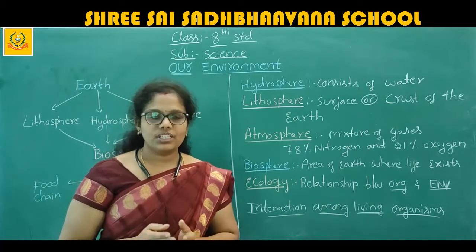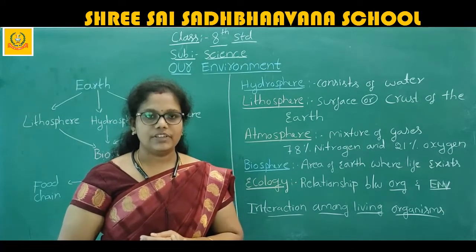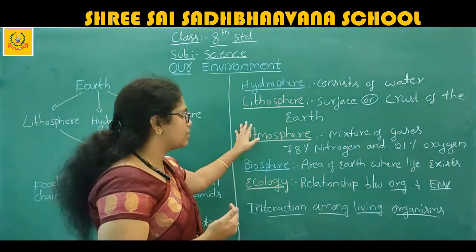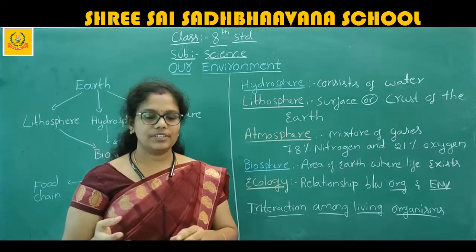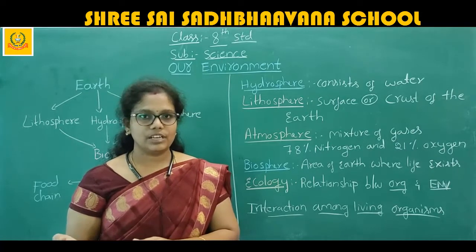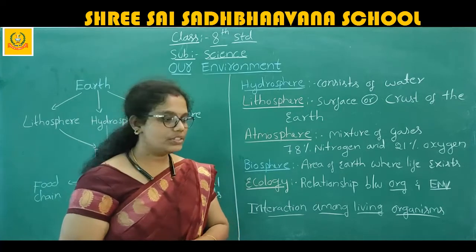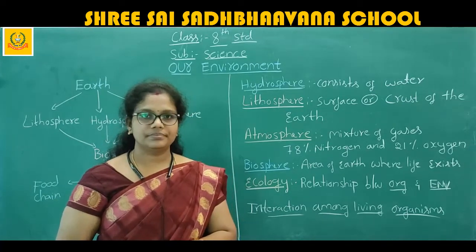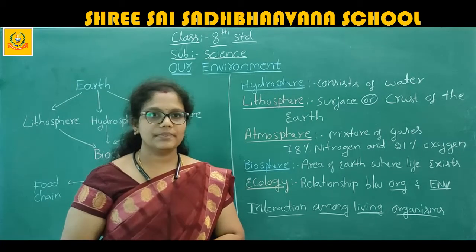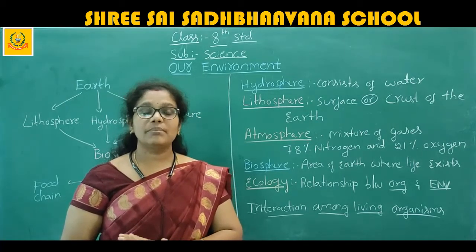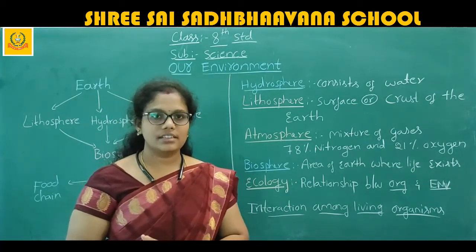From the earth crust only, we are getting so many useful substances. Can you give an example of such substances that we get from the earth crust and use as useful material? The best examples are the minerals. We are getting so many minerals from the earth crust.